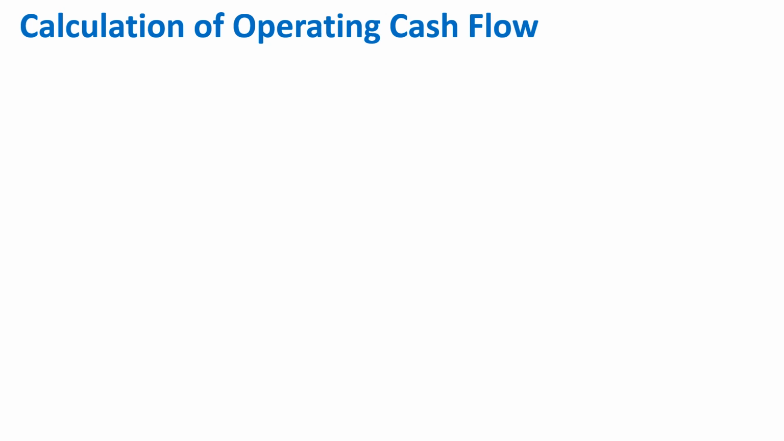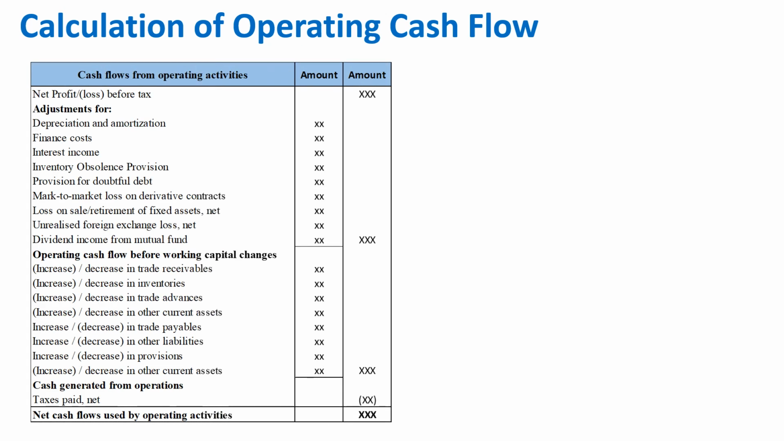Now let's see how the calculation of operating cash flow is made under Ind AS 7. This is the format which is used, and it is not an exhaustive list. I have given some examples here, but based on the P&L and balance sheet items, this format will change. It starts with net profit before tax, that is PBT, and then you have to do all adjustment for three items.